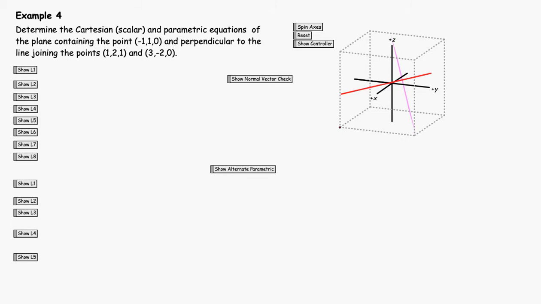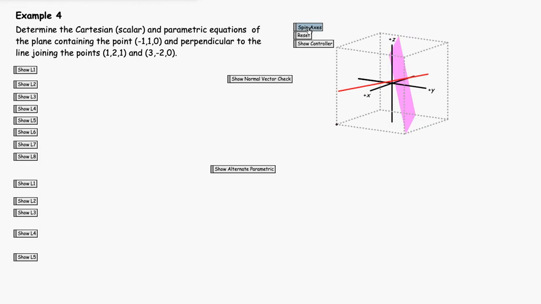All right, so for you to get a feel about what this question is talking about, take a piece of paper, put a dot on that piece of paper to represent negative 1, 1, 0. So there is your plane. It has the point negative 1, 1, 0 on it. Now that plane needs to be held perpendicular to a line that's joining the points 1, 2, 1, and 3, negative 2, 0. So hold a pencil to that line, and what do you notice about the line?